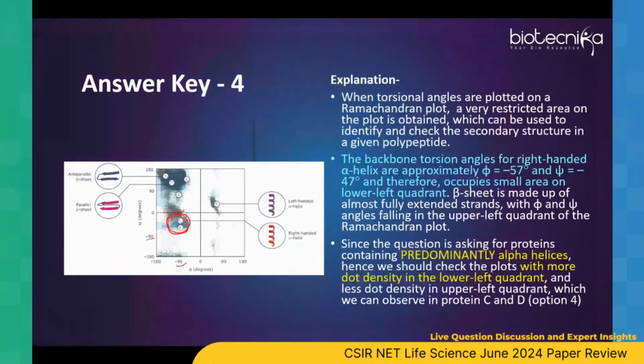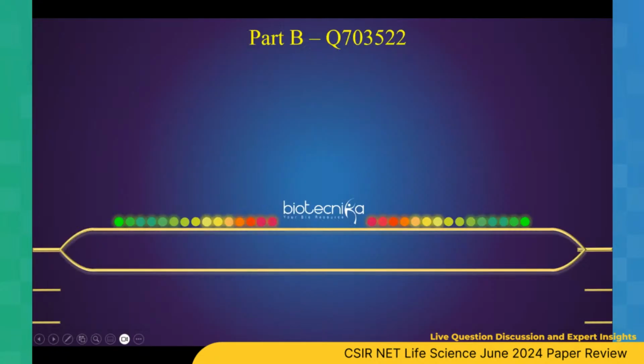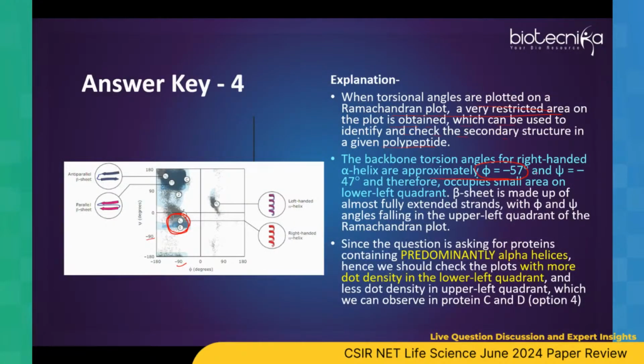Okay. So that's what, when torsional angles are plotted in a Ramachandran plot, a restricted area on the plot is obtained, which can be used to identify and check the secondary structure in a given polypeptide. So backbone torsion angles for right-handed alpha helix are phi is minus 57 degree and psi is minus 47 degree. So therefore it occupies a small area in the lower left quadrant. Whereas this quadrant where we have the phi as negative and psi as positive, here we have the collagen triple helix, beta strands and everything. And that's why here, if we have the beta sheet, so you will see more dot density in this quadrant.